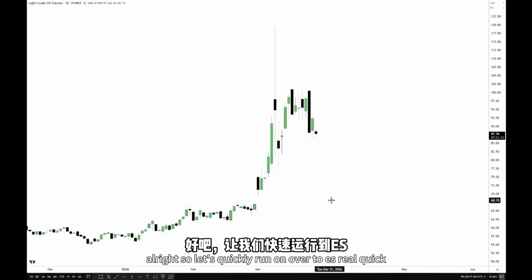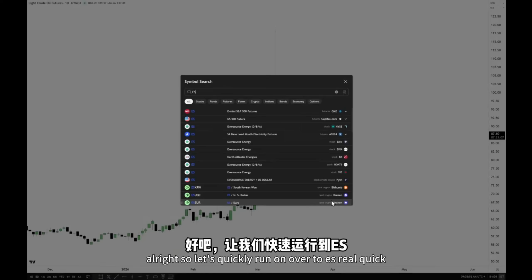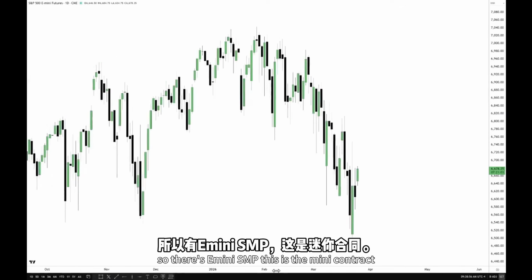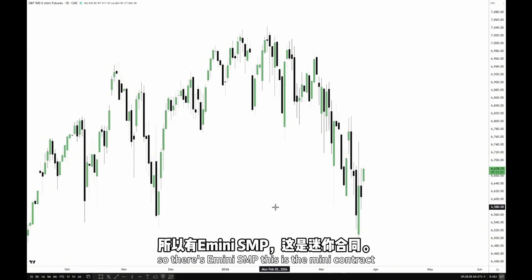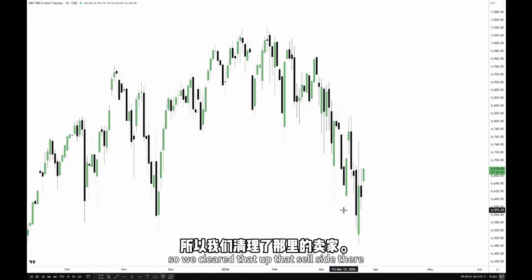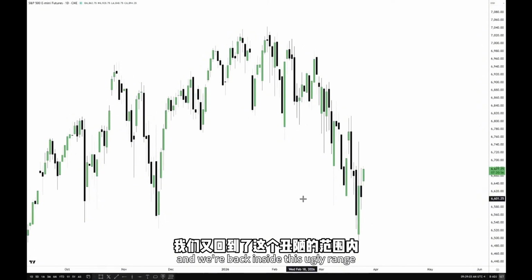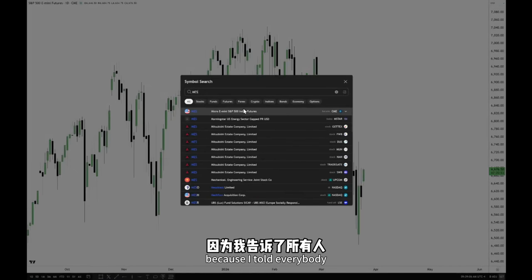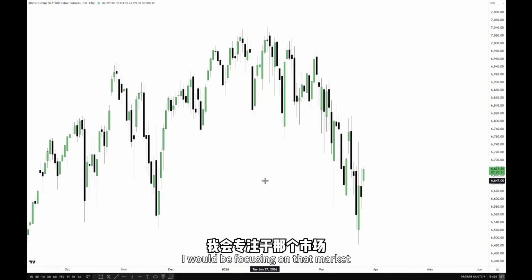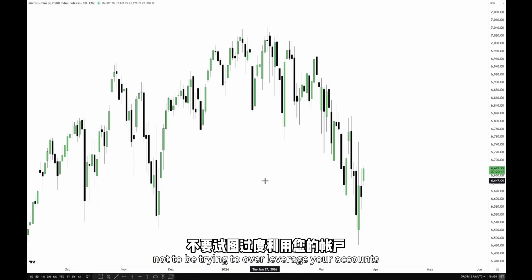That's what's coming. All right, so let's quickly run on over to ES real quick. So there's E-mini S&P. This is the mini contract. So we cleared that up, that sell side there, and we're back inside this ugly range. And I should have done it with that micro because I told everybody I would be focusing on that market this year for the sake of encouraging you all not to be trying to over leverage your accounts.